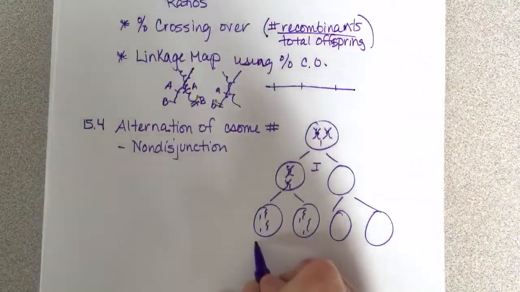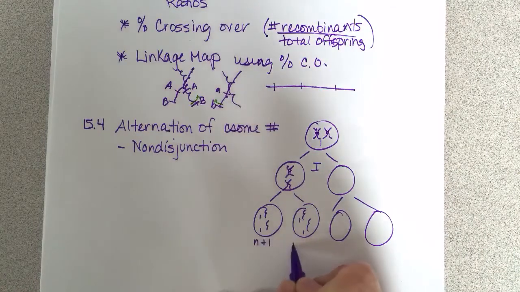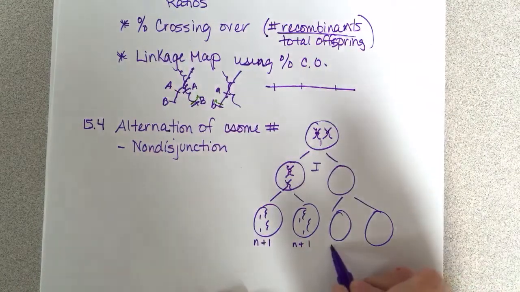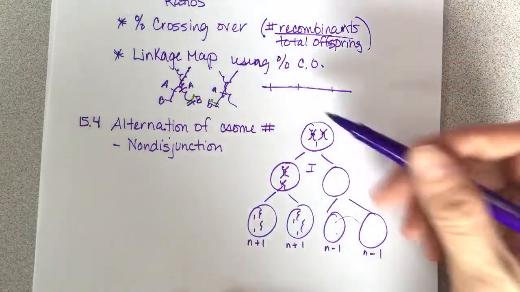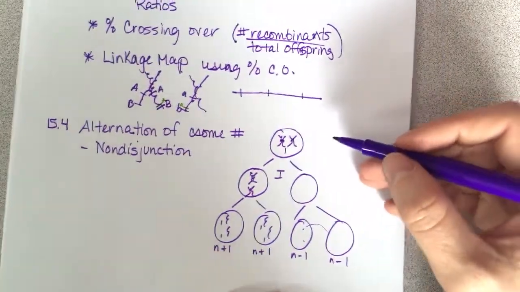And so these guys have the haploid number +1, so they have an extra chromosome. These guys have the haploid number -1. All right. The same thing can happen also in meiosis 2.